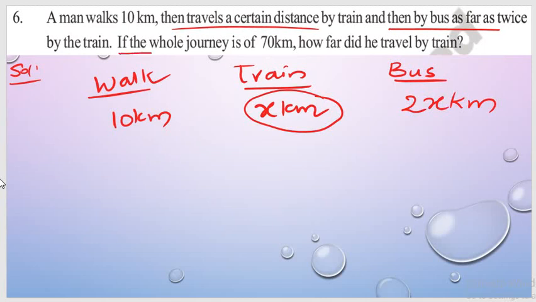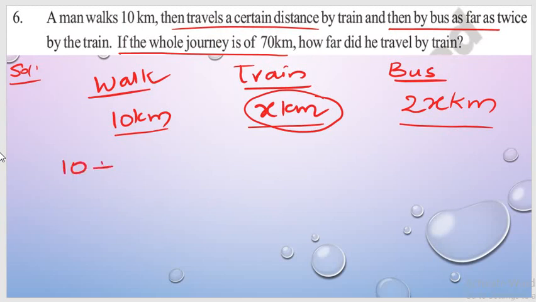Now the whole journey. If you observe this, this is a distance, this is also a distance, and this is also a distance which he has traveled. What he has given is that the whole journey is 70 kilometers, that means he traveled a total of 70 kilometers. That means we need to add all these 3. So from this, what am I going to get?